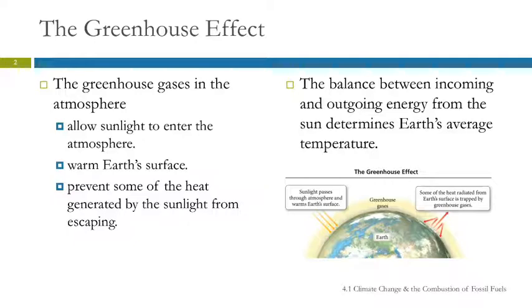So greenhouse gases in the atmosphere allow sunlight to penetrate through. The sunlight warms the Earth's atmosphere. That heat energy then starts to move away from the Earth, and the greenhouse gases trap some of that heat and keep it from escaping. So in order for our planet to be habitable, we need a balance. We need to have enough energy coming in and being trapped, but not too much.